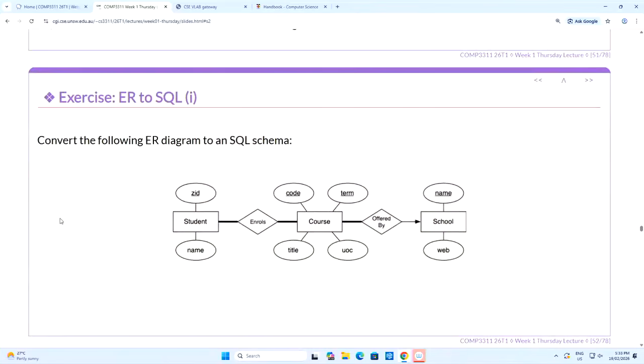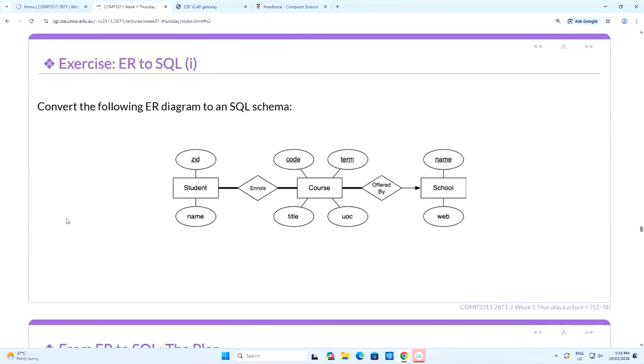So let's learn about it via an example. So this is a student enrollment, a university enrollment database. I think we have created way too many versions of this, but let's play with this one now. I think this is the one we played with today. So we got students enroll in courses, and the courses are offered by schools.